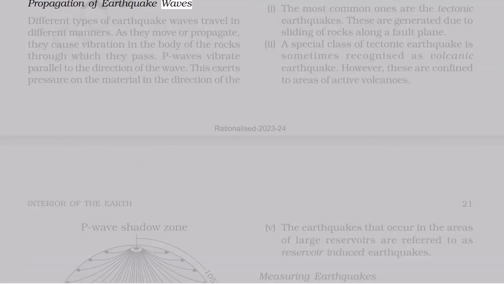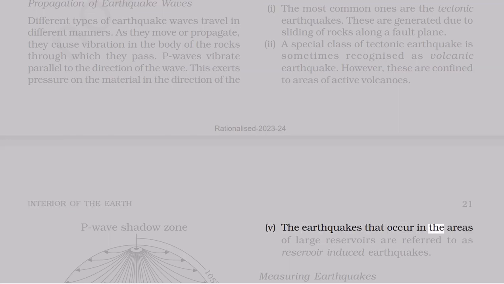Propagation of earthquake waves. Different types of earthquake waves travel in different manners. As they move or propagate, they cause vibration in the body of the rocks through which they pass. P waves vibrate parallel to the direction of the wave. This exerts pressure on the material in the direction of the wave.